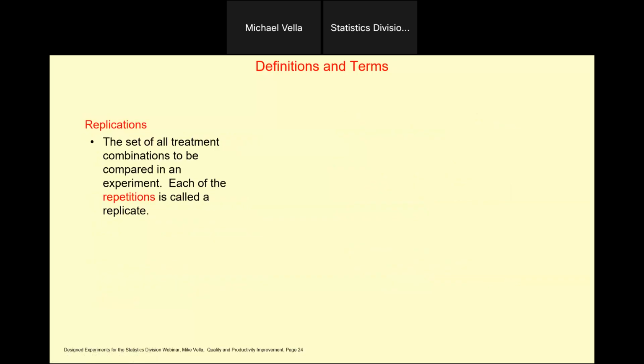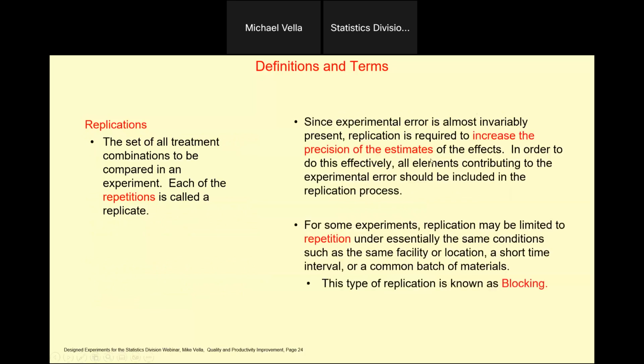Replications are the set of all treatment combinations to be compared in an experiment. Each repetition is called a replicate. Since experimental error is almost invariably present, replication is required to increase the precision of the estimates of the effects. In order to do this effectively, all elements contributing to the experimental error should be included in the replication process. For some experiments, replication may be limited to repetition under essentially the same conditions, such as same facility or location, or a short time interval, or common batches of materials. This kind of replication is known as blocking.